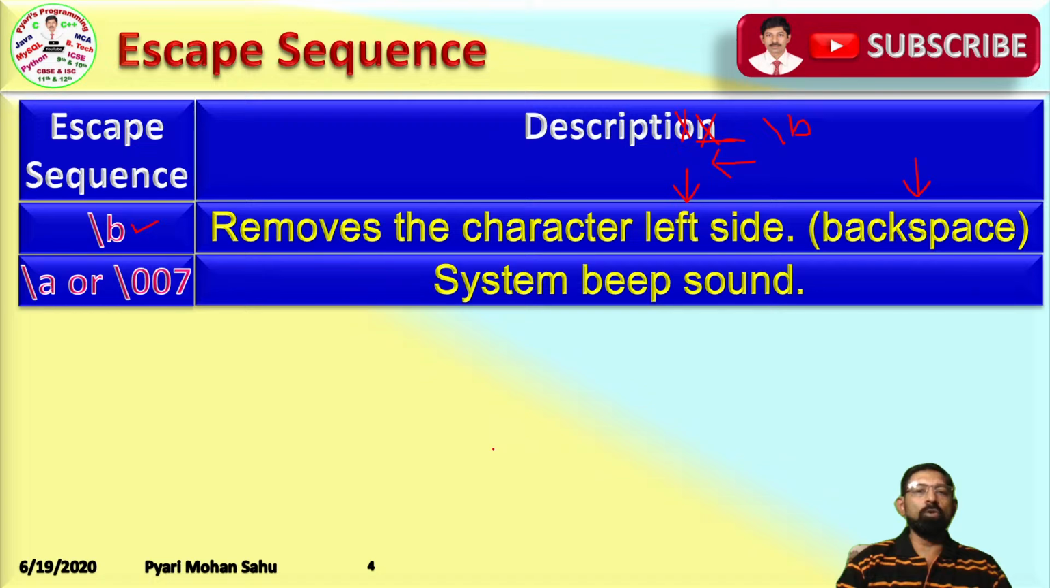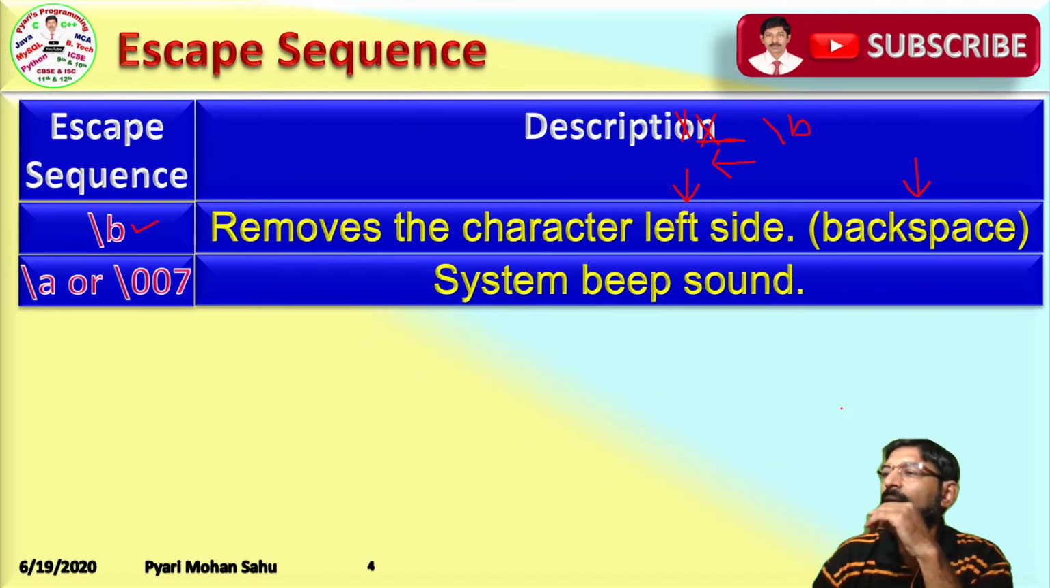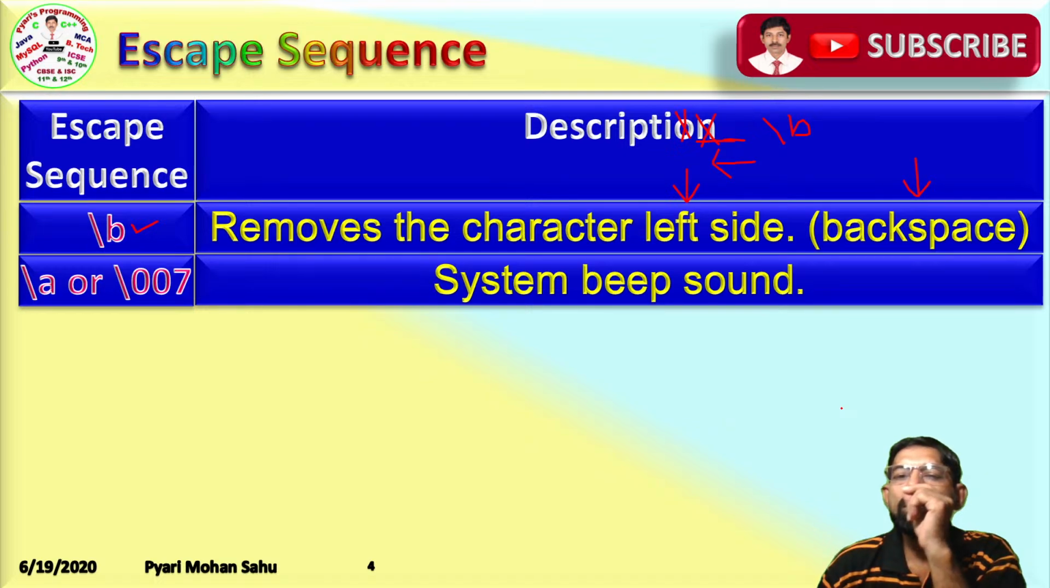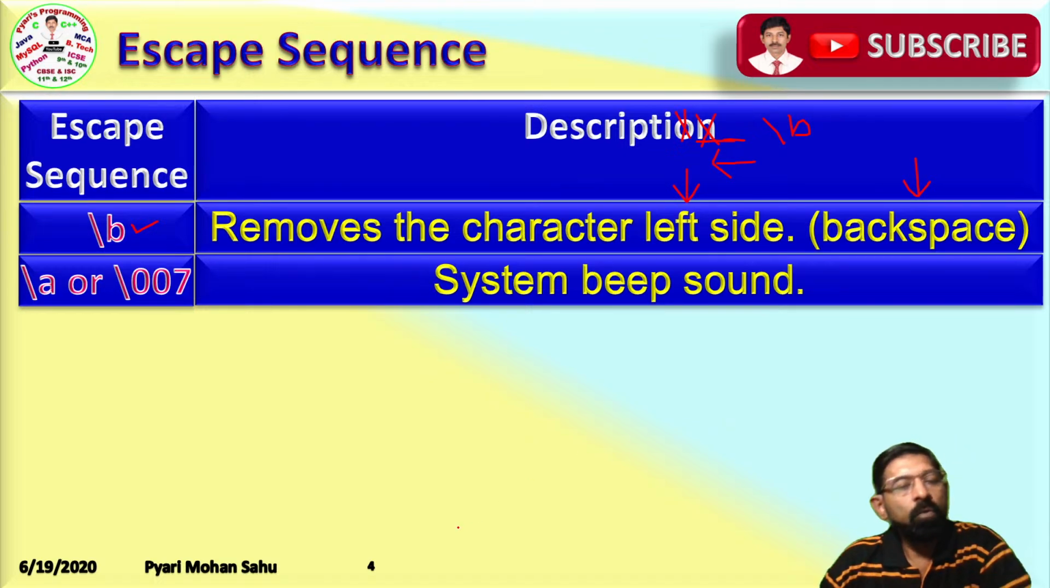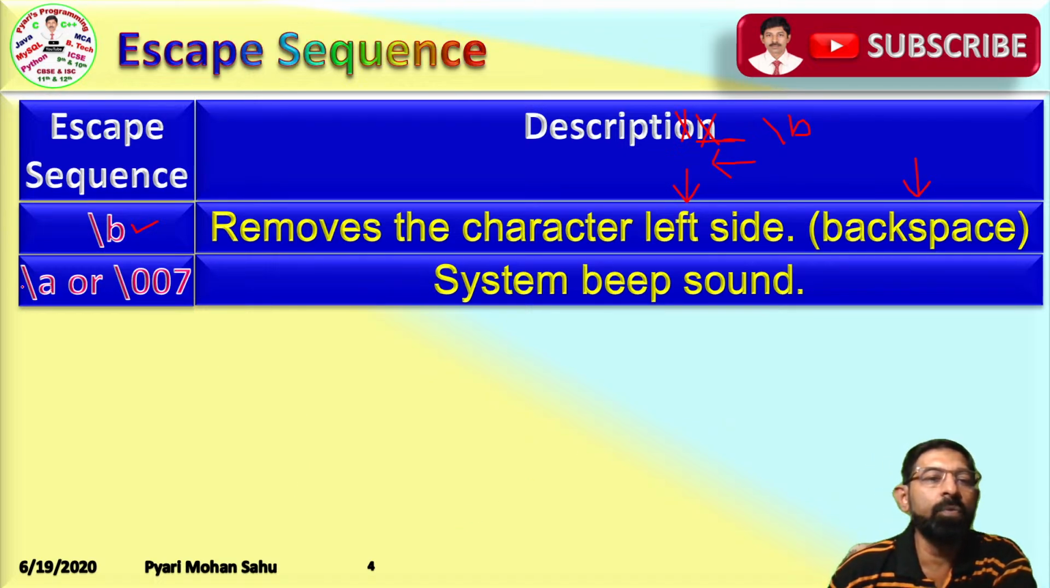\a or \007 is for the system beep sound. Sometimes you might have seen that a sound comes from your system if there is any error. That sound is generated from your program with the help of \a or \007.